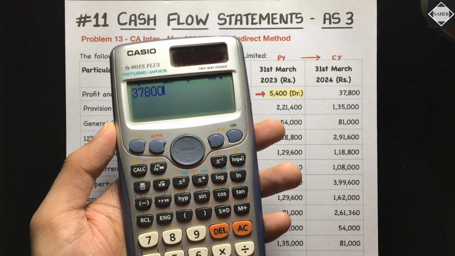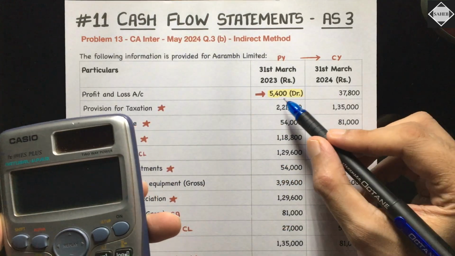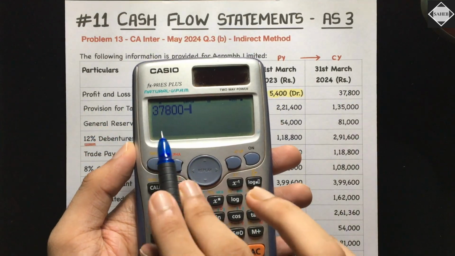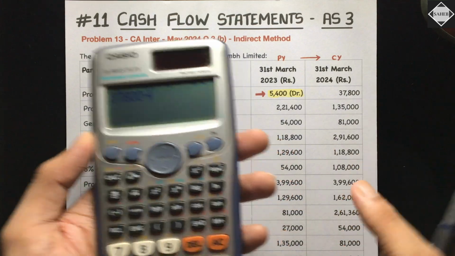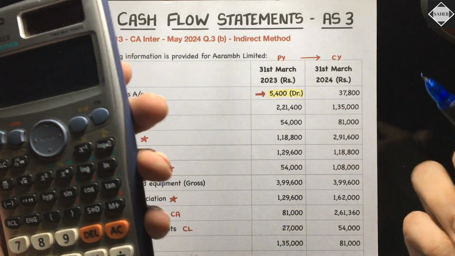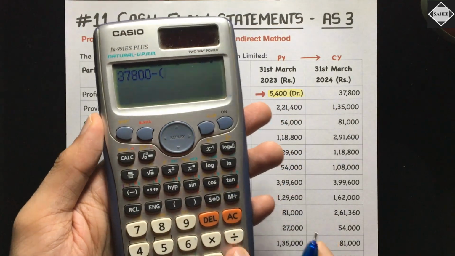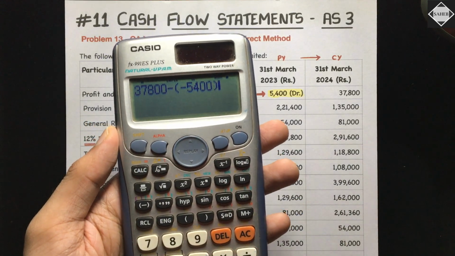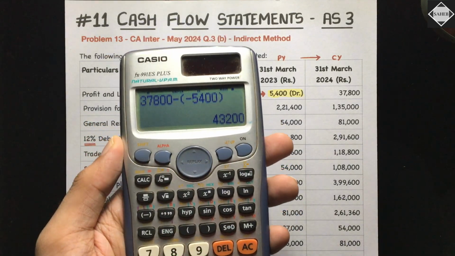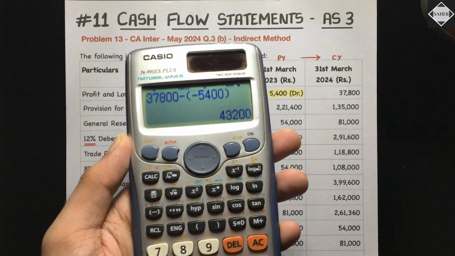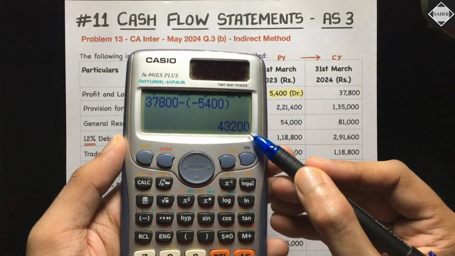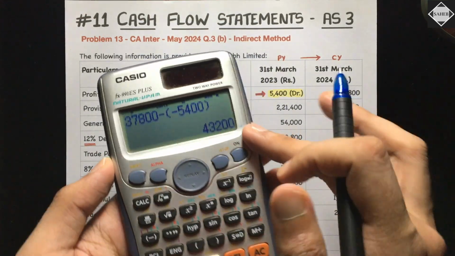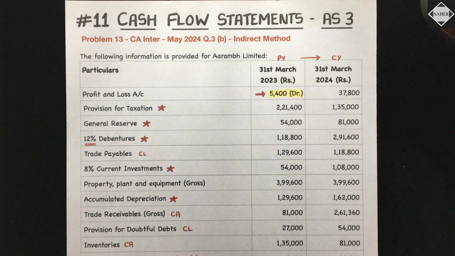37,800 closing balance of profit and loss minus opening balance, that is 5,400, debit. But understand, the formula is closing minus opening, but the opening balance is also negative. So it will come in a bracket, minus 5,400, isn't it? Minus into minus will become plus, and both will be added, 43,200. Is it clear? This will be the retained profit after all adjustment. So from this profit, we will start our indirect method.